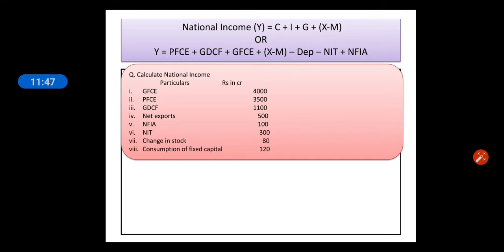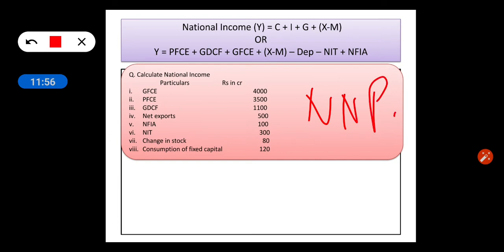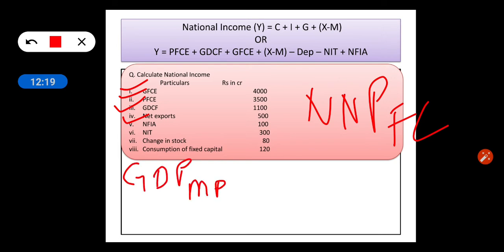Now let us solve some questions. In this question, you have to find national income, that is NNP at FC. The values of GFCE, PFCE, GDCF, and net export are given. Then it's a very easy one. Like I said, in the expenditure method, we are going to find the value of GDP at MP at any cost.